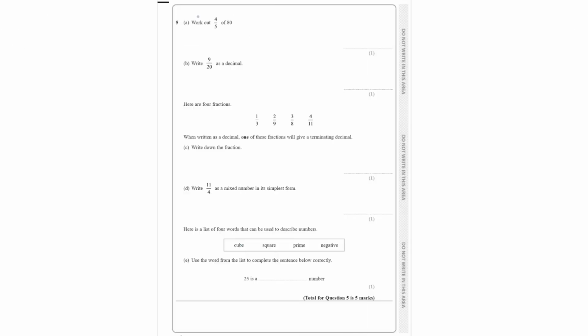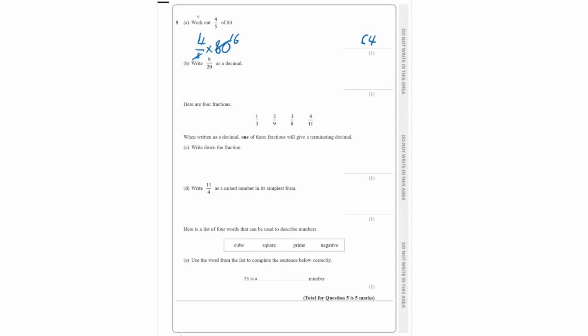Welcome back, Crammers, to question 5. Work out 4/5 of 80. Now, when it's asking a fraction of a whole number, we simply multiply. So 4/5 times 80. Now I can see that 80 is divisible by 5. That gives us 16. And 4 times 16 is simply 64.